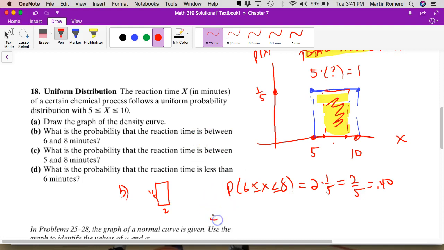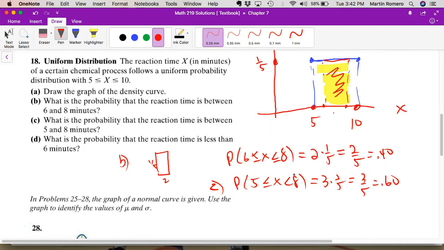Moving on to C. What's the probability that the reaction time is between 5 and 8 minutes? From 5 to 8 minutes, that distance is 3. 3 times 1/5 is what you're going to get, or 3/5, which equals 60%.